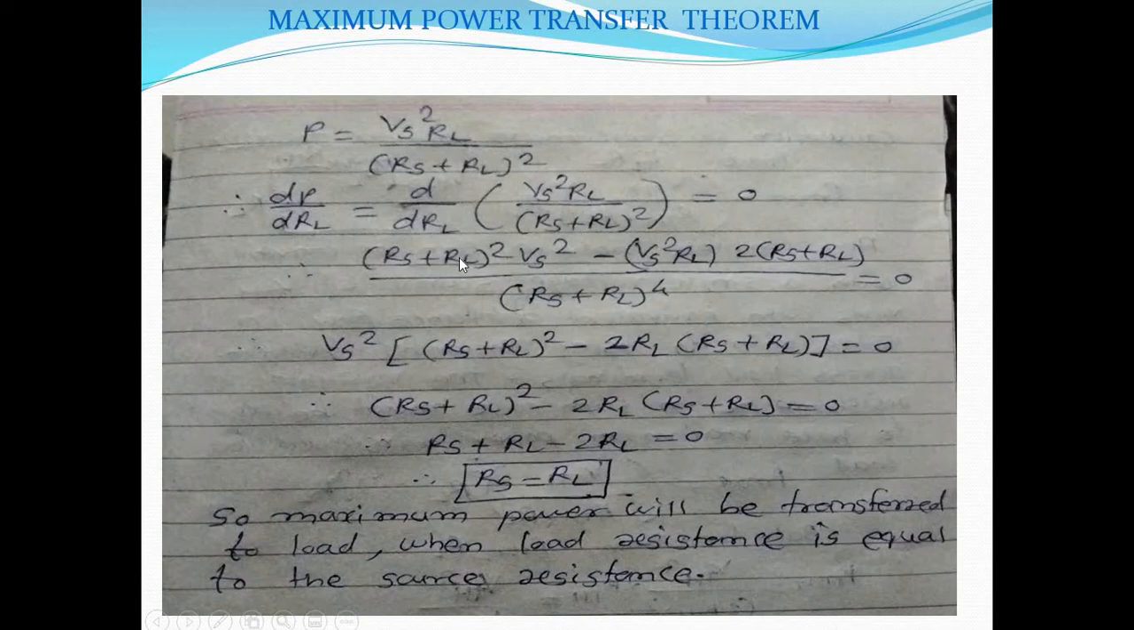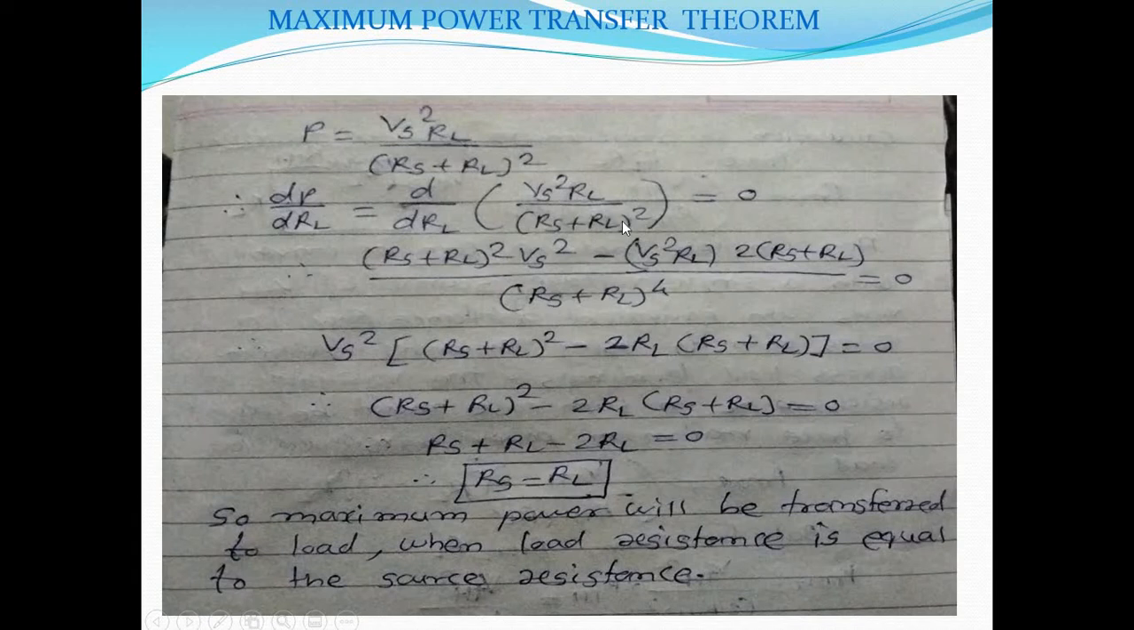So what is the formula? We take the derivative of v. So v is (Rs + RL) whole square. Derivative of u, that is derivative of V² RL with respect to RL, is nothing but V² minus u here, V² into RL, and derivative of v, that is (Rs + RL) whole square, with respect to RL is 2(RL + RL) upon v² is equal to 0.